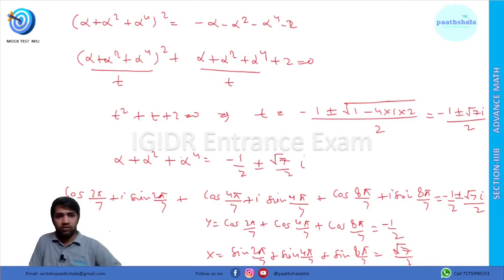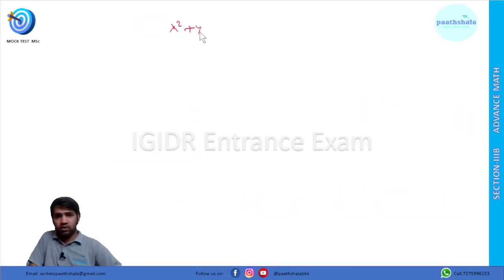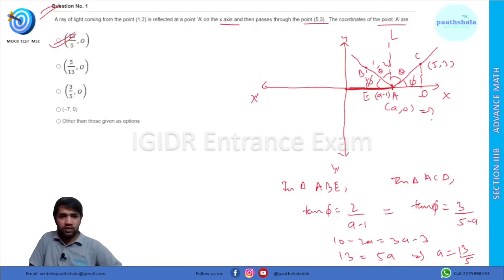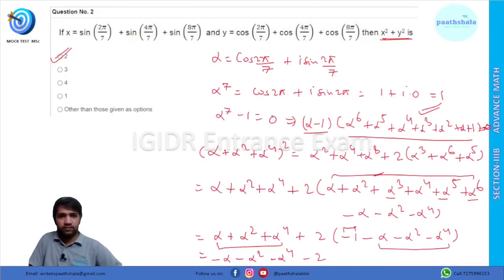So let's solve it further. We have to find the value of x square plus y square. Root 7 by 2 whole square plus minus half whole square. So this will come out to be 7 by 4 plus 1 by 4, which is 8 by 4. So finally the answer will be 2. So if I go by choices, option 2 is the right option. Okay, now let's move to the next question.